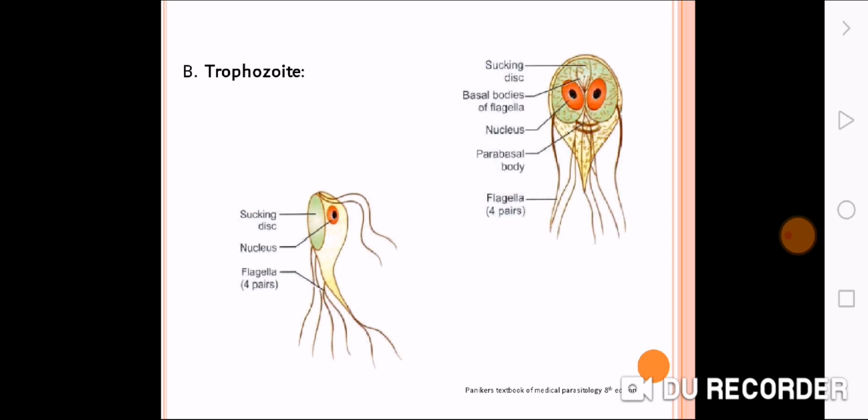It has a convex dorsal surface and a flat ventral surface that contains the ventral disc. The ventral disc helps the Giardia to attach to the wall of the small intestine. The trophozoite has a long axostyle and 4 pairs of flagella directed posteriorly that aid the parasite in moving. So it's a motile parasite. The trophozoite is motile.